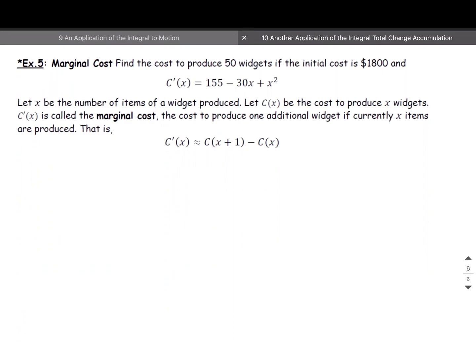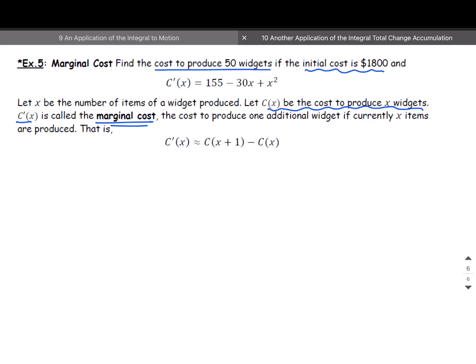This one deals with marginal cost. It says find the cost to produce 50 widgets if the initial cost is 1,800 and C prime of x is 155 minus 30x plus x squared. Now, x is the number of widgets that are produced. So we produced x widgets. C of x is the cost to produce those widgets. And C prime of x, when we take the derivative of the cost to produce x widgets, that's called the marginal cost. So if you ever hear the marginal cost, that's the derivative of the cost.